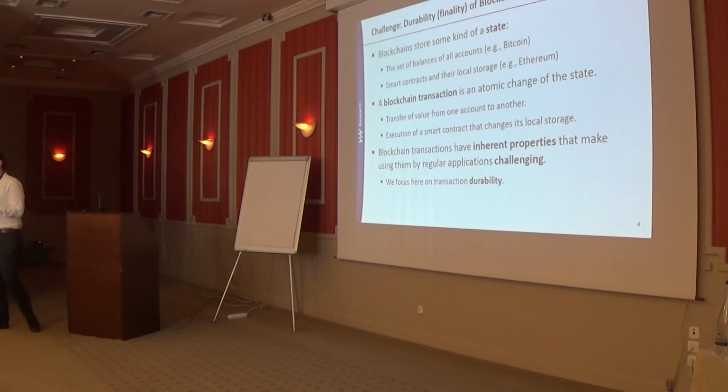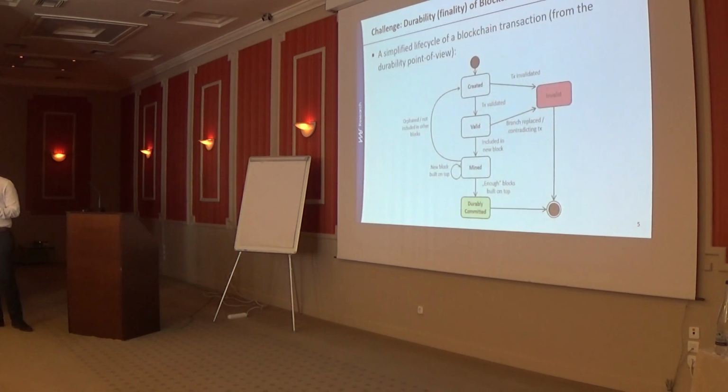Well, these transactions have some inherent properties because of the underlying protocol, the blockchain protocol itself. And one of these properties is the durability of blockchain transactions. And to understand this specific property, let's take a look at this figure, which shows a simplified version of the life cycle of a blockchain transaction. So when one of the partners issues a new transaction, it is in the created state, and it is broadcast to all participants in the network. And then these participants validate this transaction against a set of rules, and if it's valid, it becomes in the valid state.